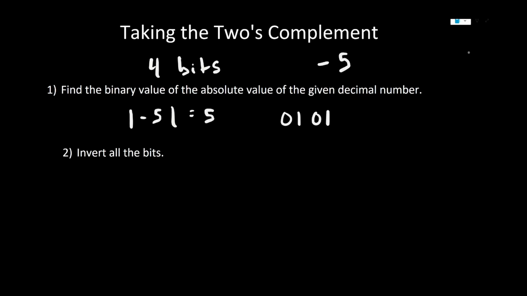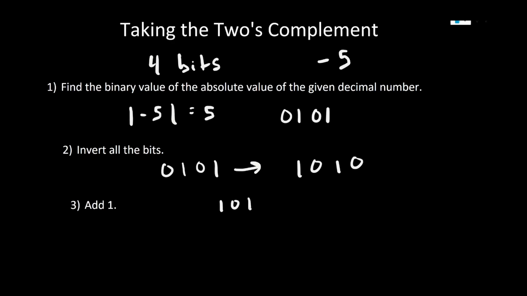Step number 2, we're going to invert all the bits. All your zeros become 1s and all your 1s become 0s. So 0, 1, 0, 1 goes to 1, 0, 1, 0. All right, easy enough. Step number 3, all you do now is just add 1. So we'll take our 1, 0, 1, 0, and we're going to add 1 to it.